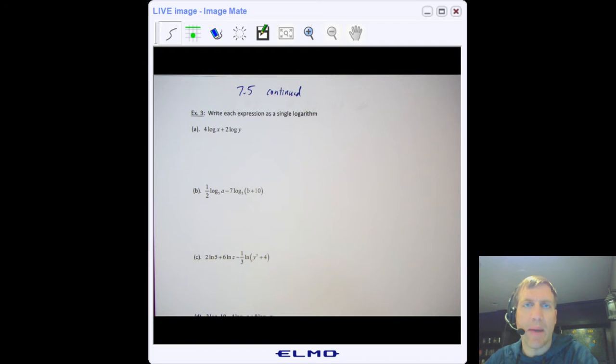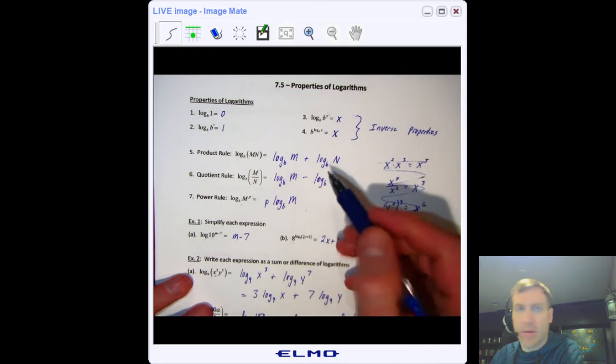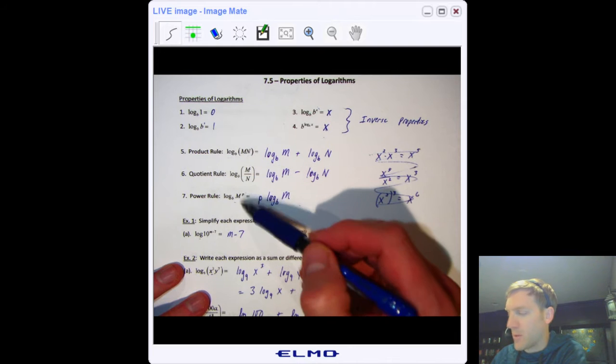All right, students, welcome back to our 7.5 video lesson. This is number 2 on continuing these properties of logarithms. So I'm going to review here the properties of logarithms that we used last time, and mainly these three here, the product, quotient, and the power rule.